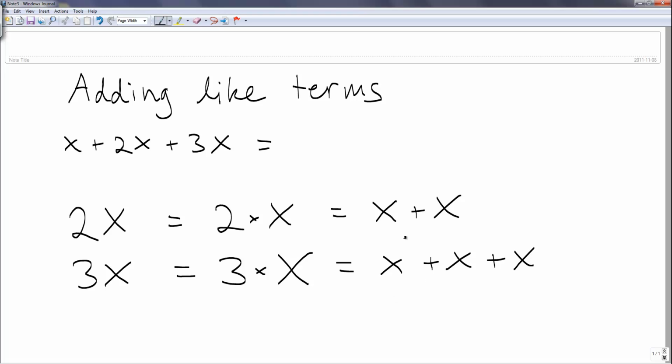So if we have, for example, x plus x, we can simplify it as 2x, which is what we started with. Same thing here, if we see x plus x plus x, we can write it as 3x, which is the same thing we started with.